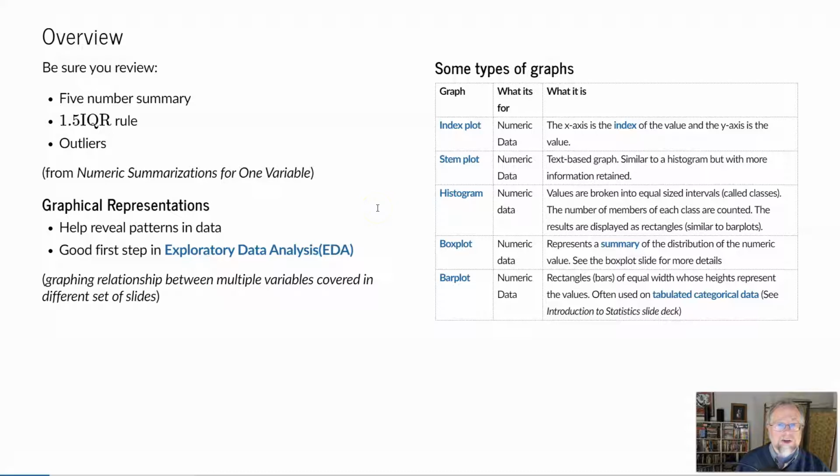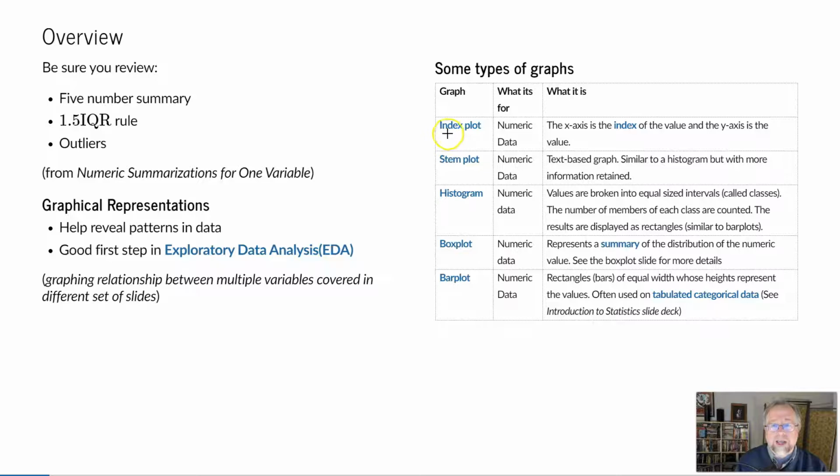So what we're going to be covering in this screencast is the 5-number summary. I'm going to review the 5-number summary, the 1.5 IQR rule, and how we determine outliers. We're going to talk about some graphical representations, and I like these a lot because they help reveal patterns in data, and they're kind of the first thing I do when I get new data. A name for that, if you want to be fancy, is exploratory data analysis.